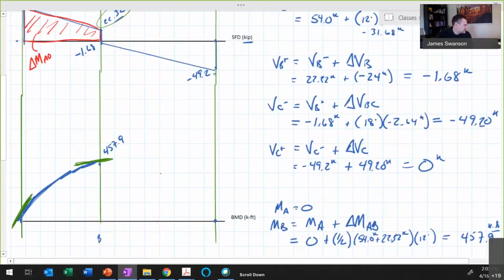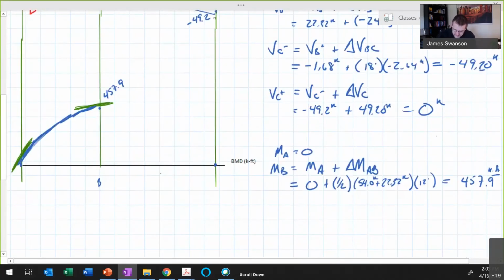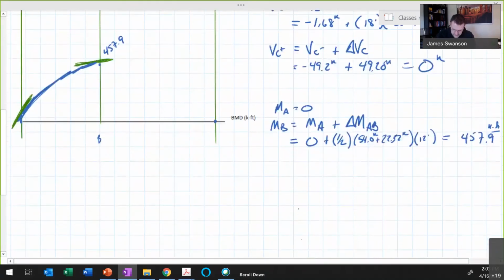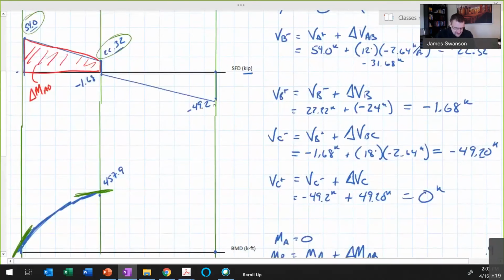All right, let's wrap up the bending moment diagram then. So I'll scroll down here. I wish I had a little bit more space to work, but I could say that the moment at point C, drawn in blue, of course, is equal to the moment at point B plus the change in moment between points B and C. So this is equal to 457.9 kip feet plus the change in moment. And that change in moment is equal to this here.